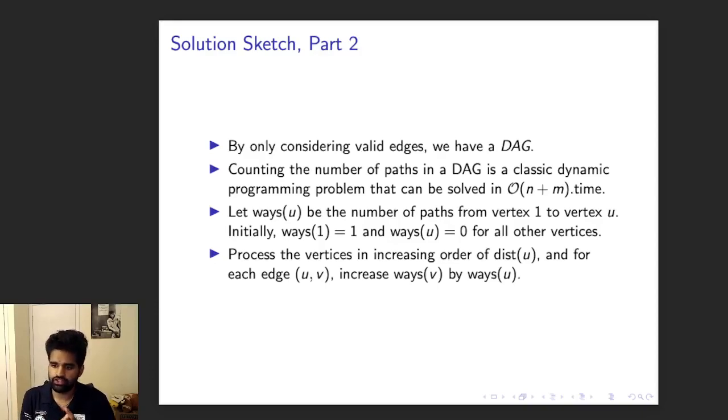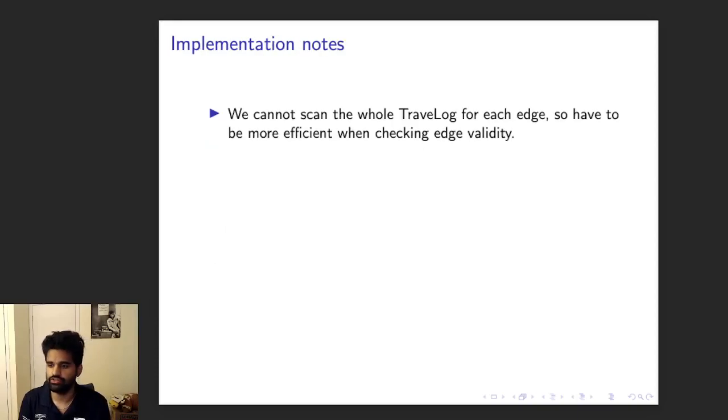So find the shortest paths, find all of the shortest paths, figure out which edges are valid, and then run this dynamic programming to count the number of paths. Then if there's exactly one path from 1 to n, just walk backwards and output that path. There are a couple of implementation details we should go over though.